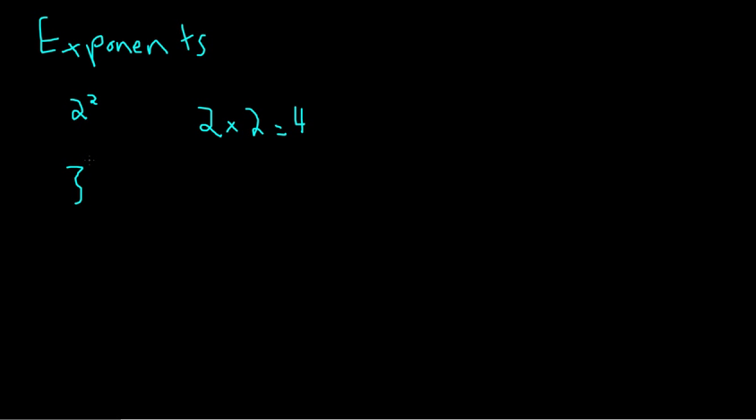So let's start. Exponents are basically a multiple of the number itself. Say if you have 2 to the 2, that means you're multiplying 2 by itself, and you get 4. And if you have 3 to the 3, well, that's 3 times 3 times 3, which is 9 times 3 is 27.